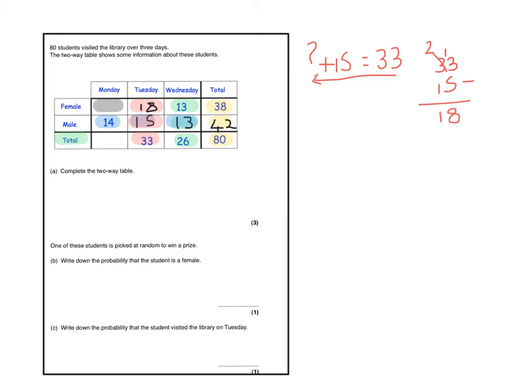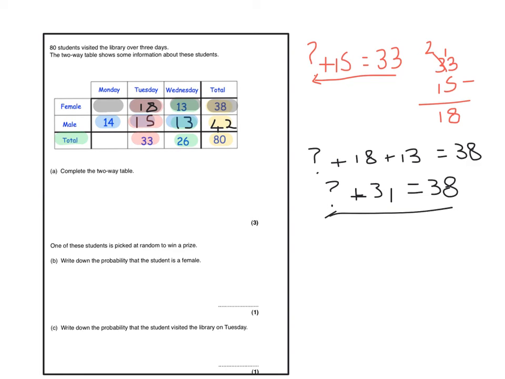I can also see that something add 18 add 13 is 38. Let's add the 18 and the 13 first. 18 add 13 is 31. So something add 31 is 38. Now do it backwards. 38, take away 31. 8 take away 1 is 7, 3 take away 3 is 0. So that answer there is actually just 7.